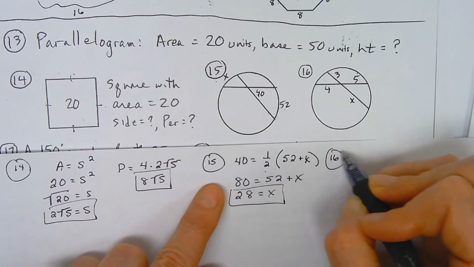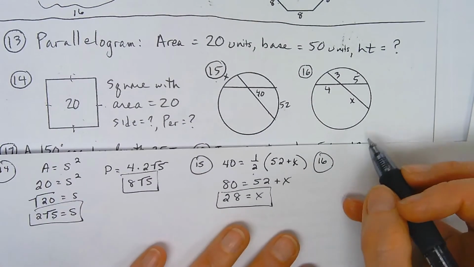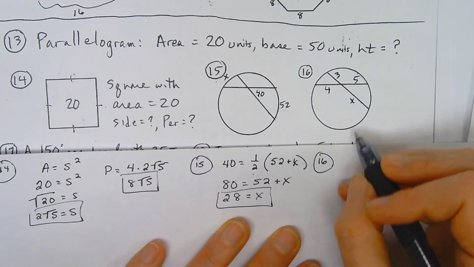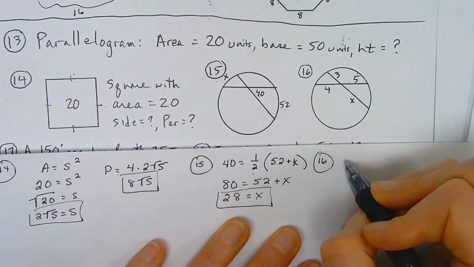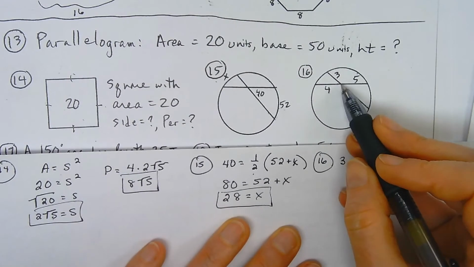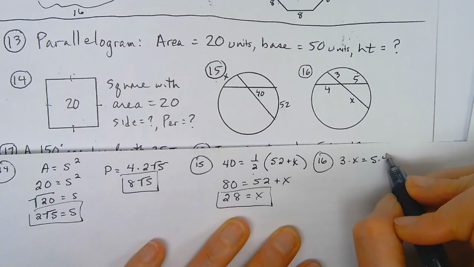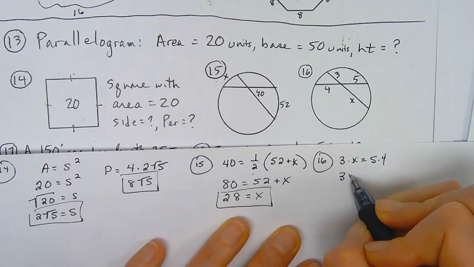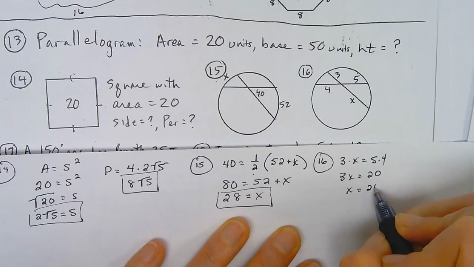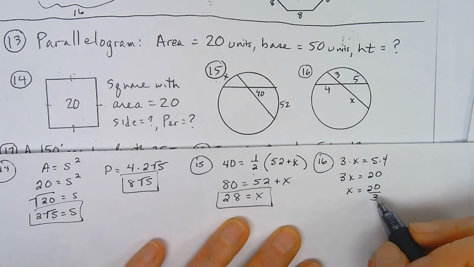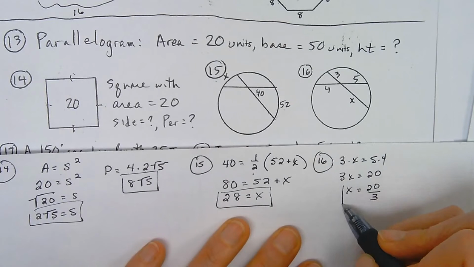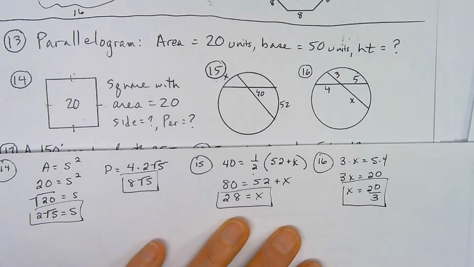Number 16 is the measure of segments inside of a circle created by 2 chords. And the theorem states that this segment times this segment, 3 times x, is going to be equal to this segment times this segment, 5 times 4. So 3x equals 20. Dividing both sides by 3 gives x equals 20 over 3. Now, if we put that in the calculator, we might not get a good result. We don't want to use the calculator if we don't have to. Just leave it as a fraction.